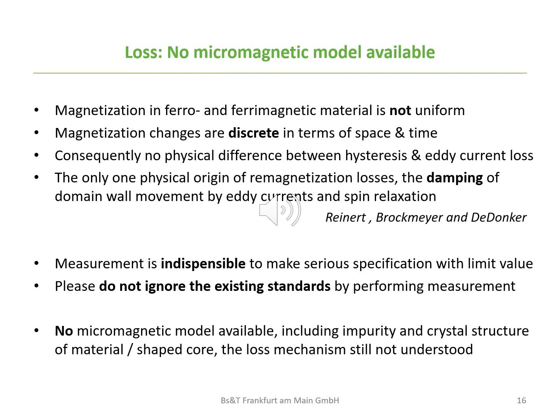And to separate the loss into different portions is just self-exercising. And the rest, which you don't understand, is categorized as anomaly losses or relaxation losses. That is a very cheap way to deal with a complex problem. So the only physical origin of remagnetization losses is the damping of domain wall movement by eddy current and spin relaxation.